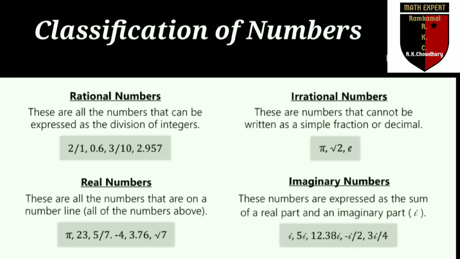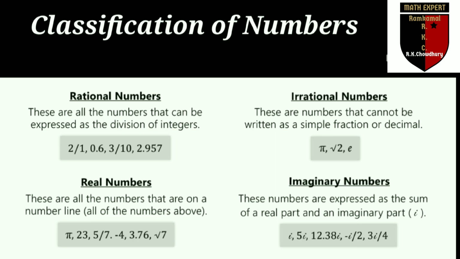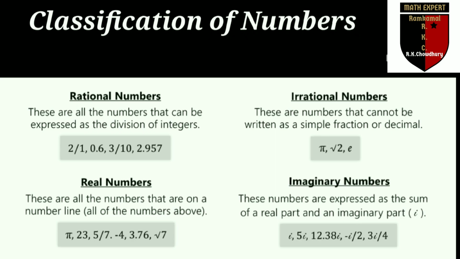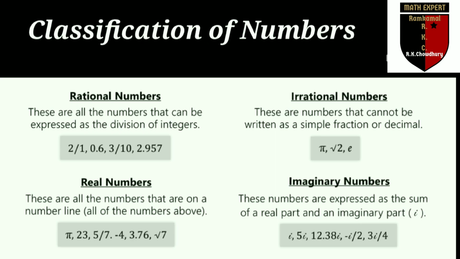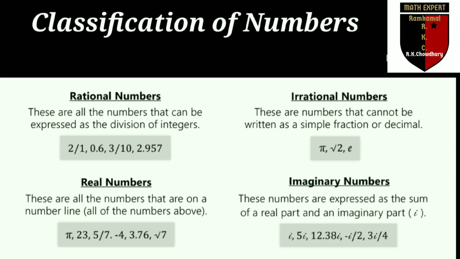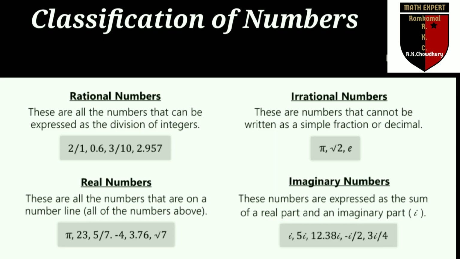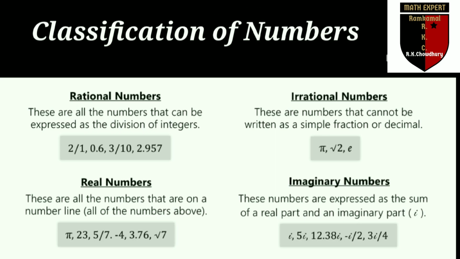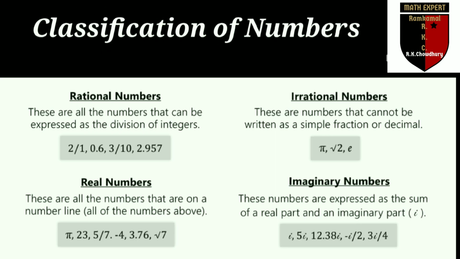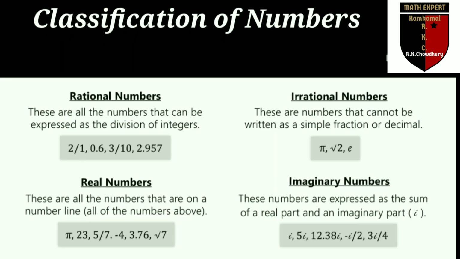Rational number means a number of the form p by q where p, q are integers and q not equal to 0 and GCD of p, q equal to 1. Fractions belong to the rational numbers. Rational number means finite decimal numbers and infinite recurring decimal numbers. Irrational number means infinite non-recurring decimal numbers and square root of prime numbers.